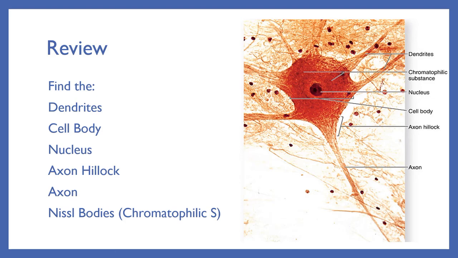Let's review the parts of a neuron that we've learned so far. Can you find the dendrites, the cell body, the nucleus, the axon hillock, the axon itself, and the Nissl bodies? There's a lot going on in one picture. Now, what we haven't talked about are all of these little dark dots surrounding the neuron. What are all those spots? Those are the ganglia nursemaids we mentioned.